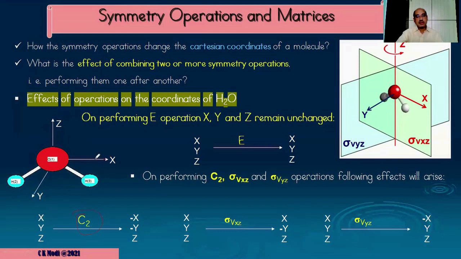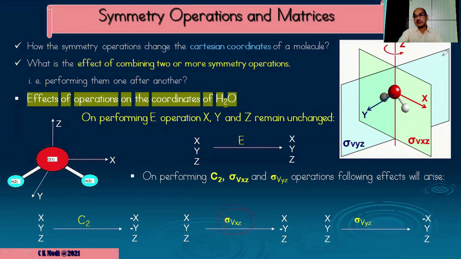So if I perform C2 operations, x becomes what? X becomes minus x. Y becomes minus y, and z becomes plus z. Because C2 is situated on the z-axis, the position of z will remain as it is. So after performing C2 operations, x becomes minus x, y becomes minus y, but z stays as it is. So x becomes minus x, y becomes minus y, and z becomes plus z.